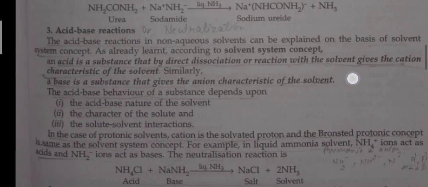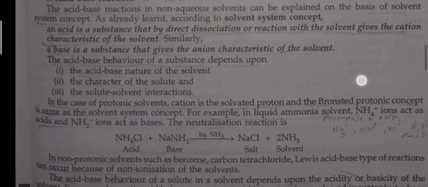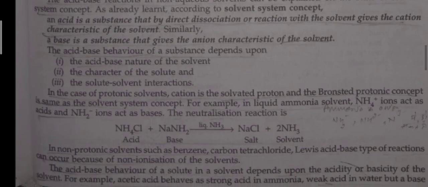Third reaction is acid base reaction or neutralization reactions. The acid base reaction in non aqueous solvents can be explained on the basis of solvent system concept. As already learnt, according to solvent system concept, an acid is a substance that by direct dissociation or reaction with the solvent gives the cation characteristic of the solvent. Similarly, a base is a substance that gives the anion characteristic of the solvent.